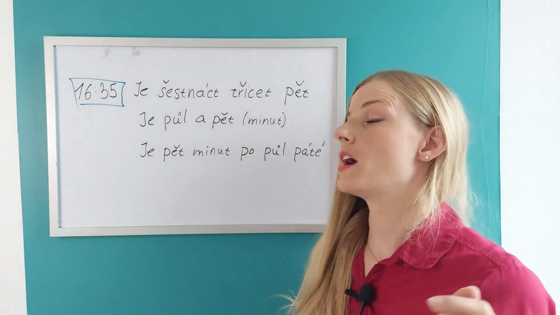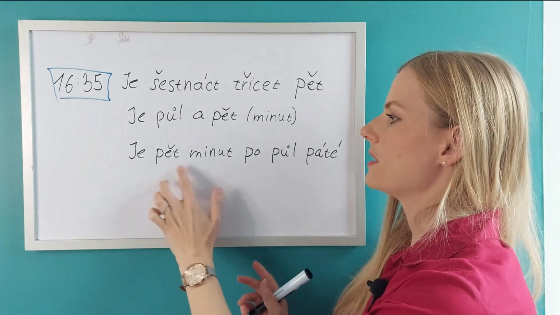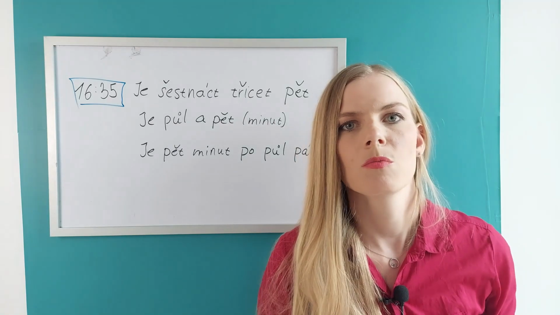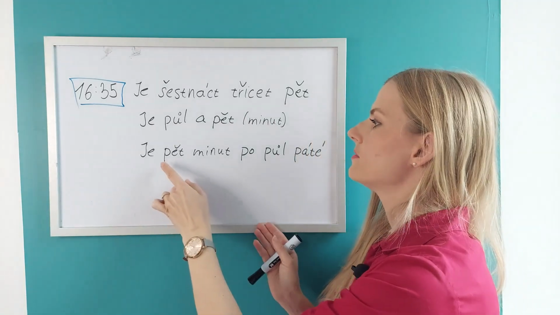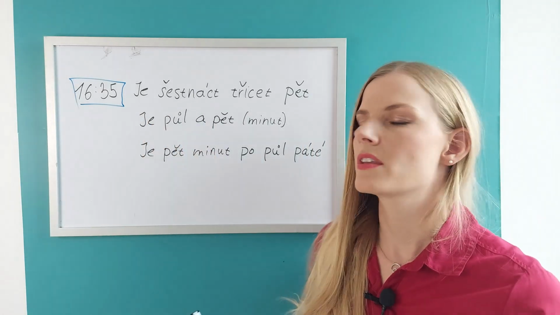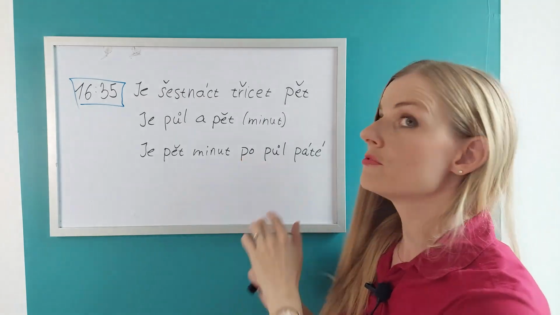Those of you with a good eye might have noticed that I forgot something here. Now it's all correct. Je 5 minut po půl páté. It is 5 minutes after 4:30. And again, remember that we would say in Czech, half of the 5th hour.